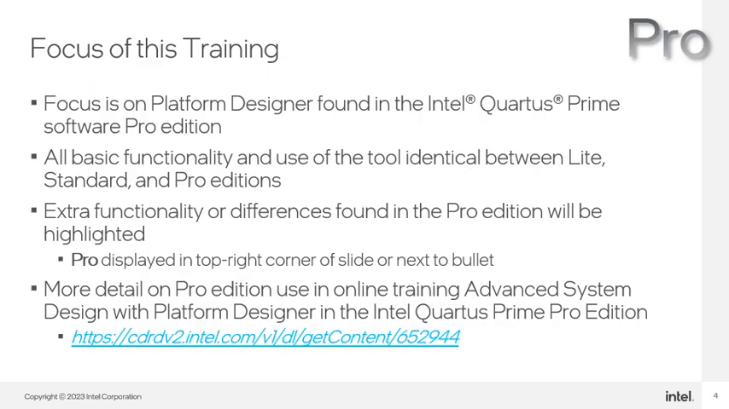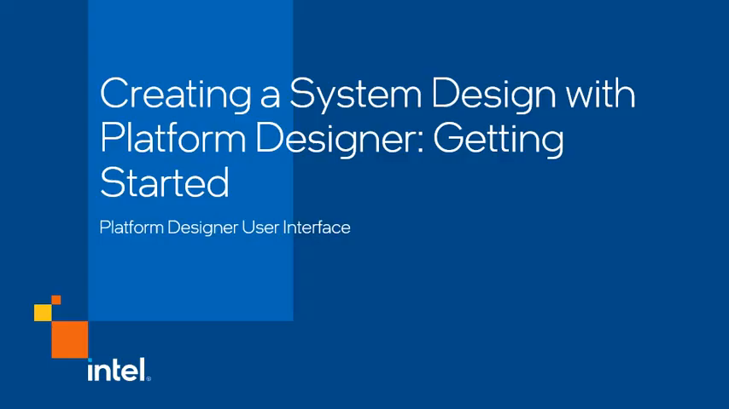For this online training, the focus will be on the use of Platform Designer in the Pro Edition. However, all the basic functionality discussed for creating a system design is identical between the Lite, Standard, and Pro editions. If you want to learn more about the unique features of Platform Designer in the Pro edition, see the Advanced System Design with Platform Designer online training, linked here and at the end of this training. Let's start with a look at how to use the Platform Designer user interface.